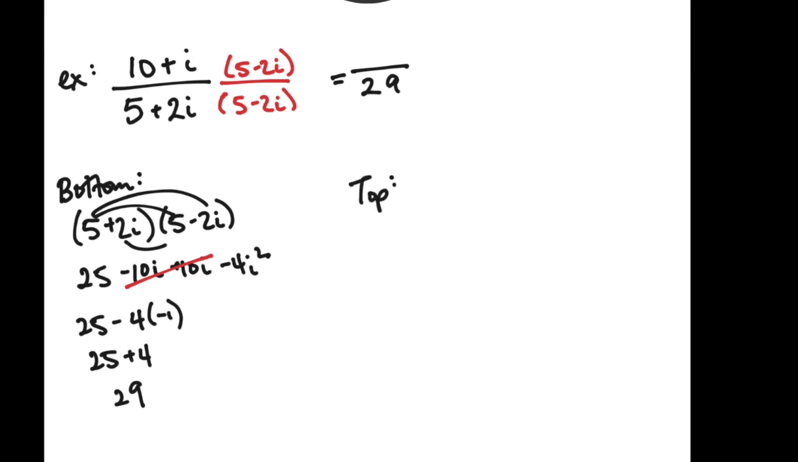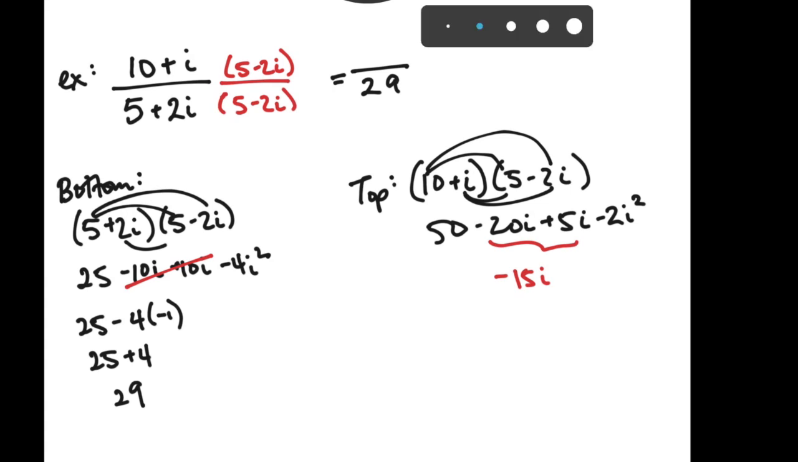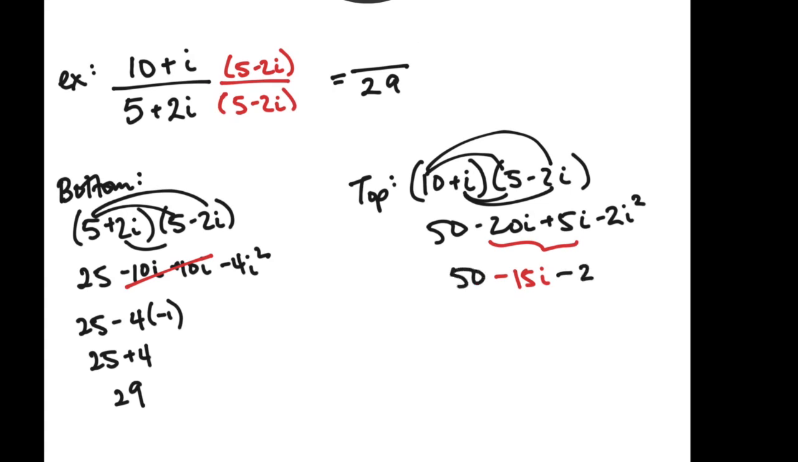For the top, 10 plus i times 5 minus 2i, that's 50 minus 20i plus 5i minus 2i squared. So these two become negative 15i. Bring down the 50. i squared is negative 1. So this part becomes positive 2. Combine like terms, 52 minus 15i.